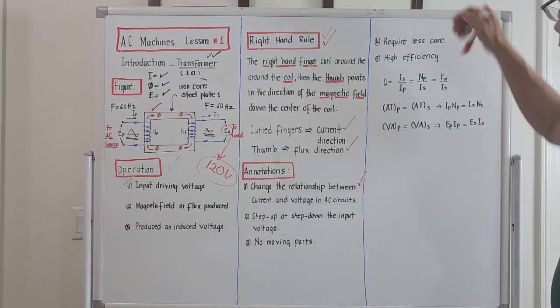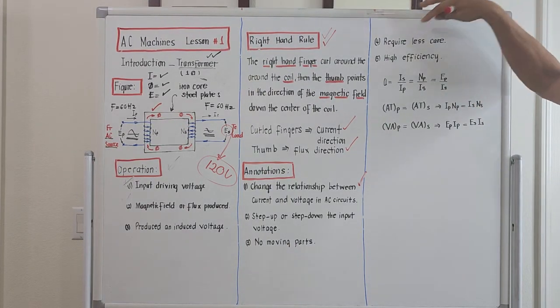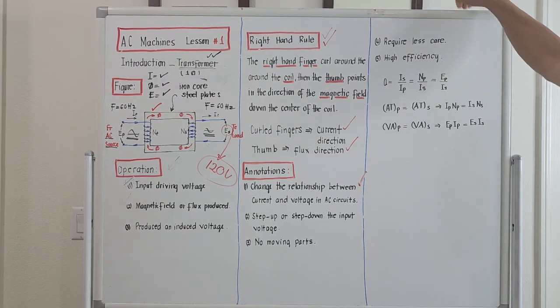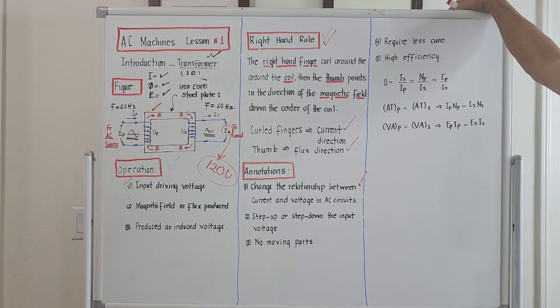Number four, require less care. Of course, there is no moving part, so it requires less care. Unlike in the motor loads or alternators or generators, where the generator is moving. That's why we should care for the generator, because if it breaks down, it's brownout, right?